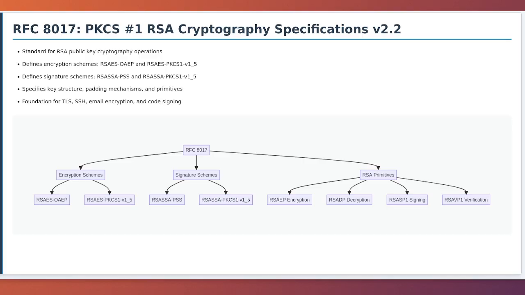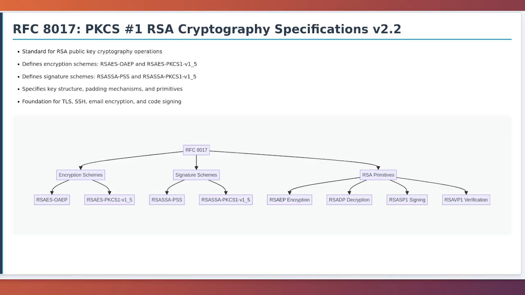The RFC defines two main encryption schemes: RSAES-OAEP, which is the modern recommended approach using optimal asymmetric encryption padding, and RSAES-PKCS1-v1_5, which is the legacy scheme still widely deployed. For digital signatures, it specifies RSASSA-PSS, which uses the probabilistic signature scheme, and RSASSA-PKCS1-v1_5, which is the traditional deterministic signature scheme.